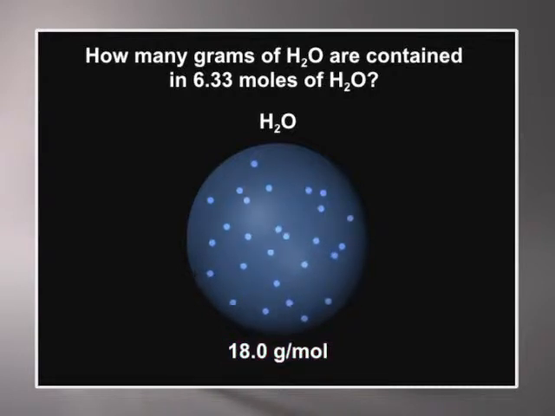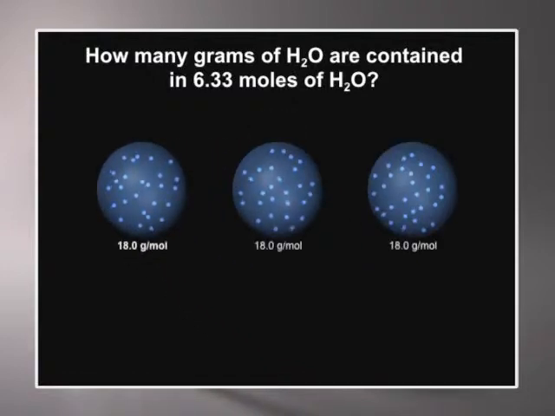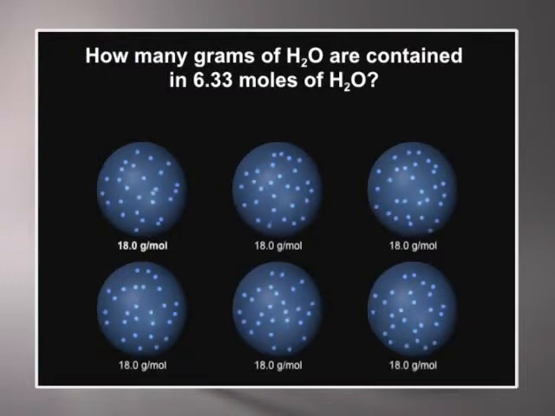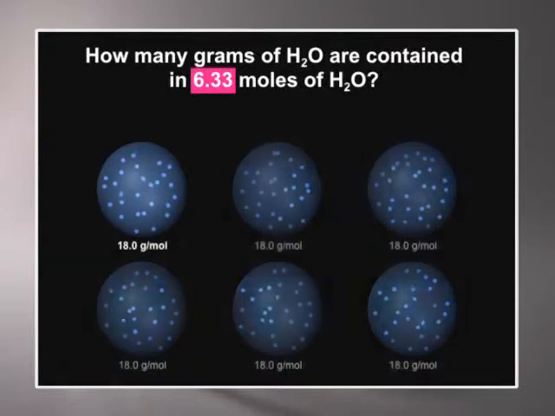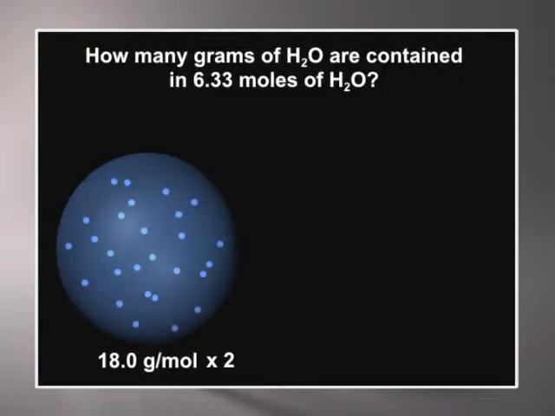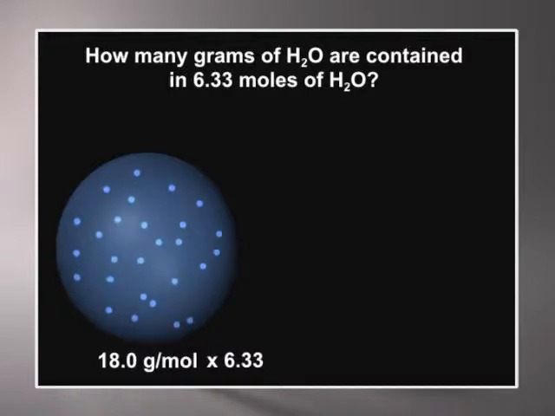Now let me ask you a question. If 1 mole of water weighs 18 grams, what do you think 2 moles would weigh? How about 3 moles? 4? 5? 6? 6.33 moles? What I'm hoping is that you realize that if 1 mole weighs 18 grams, then 2 moles is going to weigh twice as much. 3 moles, 3 times as much. 4 moles, 4 times as much. 5 moles, 5 times as much. 6 moles, 6 times as much. And 6.33 moles, just 6.33 times as much.